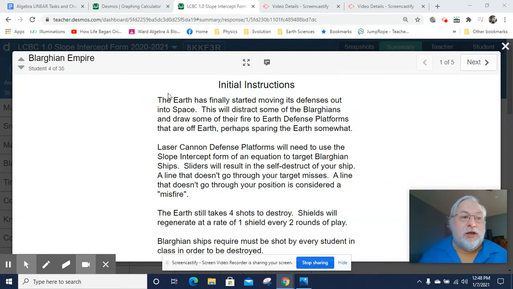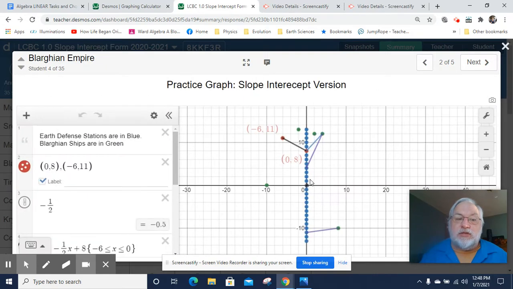Hi, this is Mr. Ward, and I'm going to give you a few pointers on Laser Cannon Battle Commander. As I have explained in the instructions, Earth has finally moved its defenses out into space, and the place that Earth has moved its defenses is onto the y-axis. Let's take a look at what that looks like.